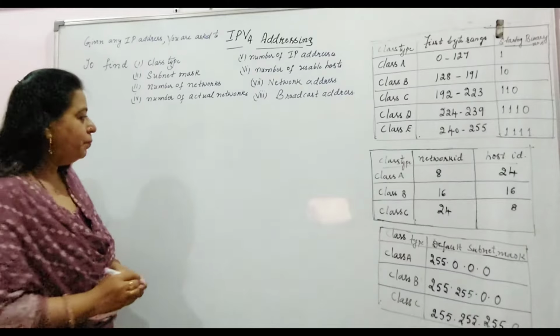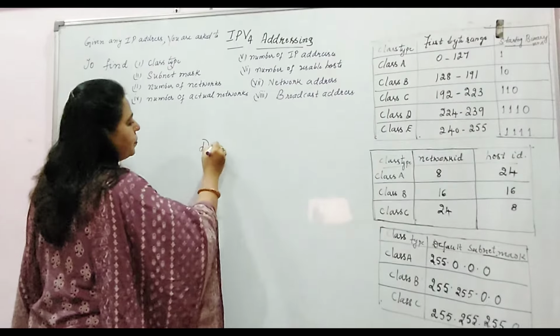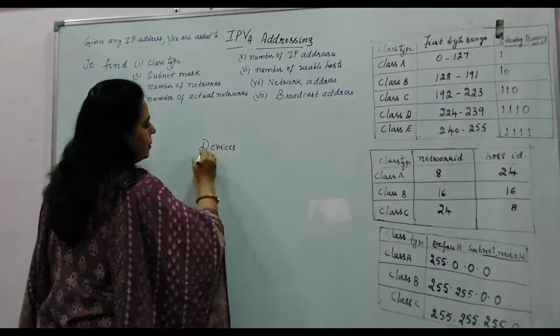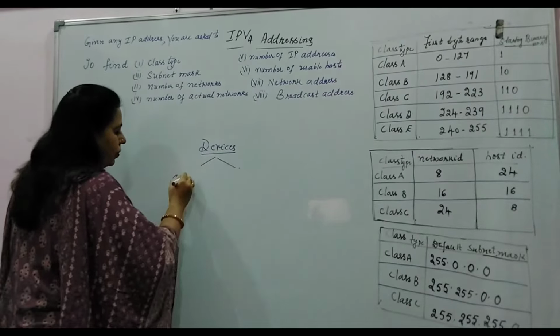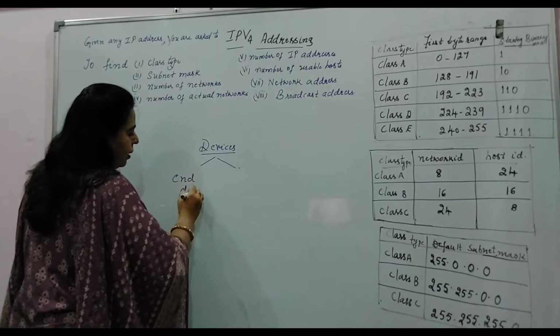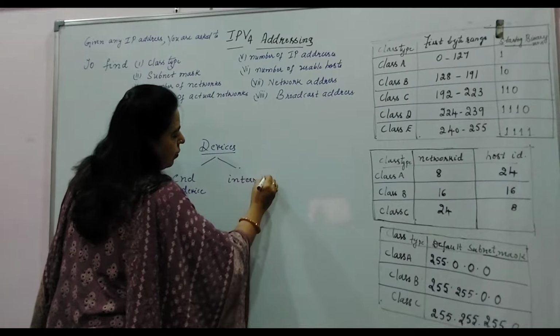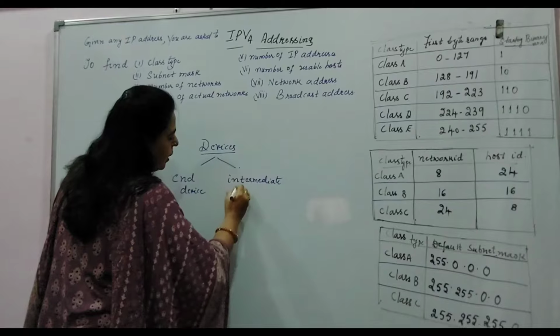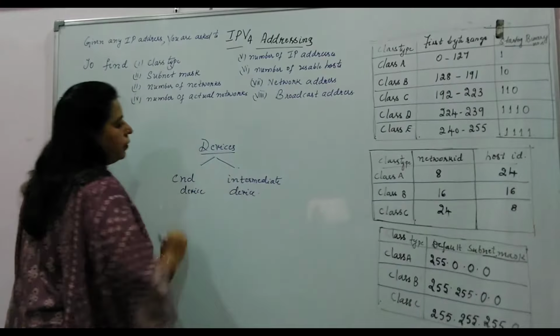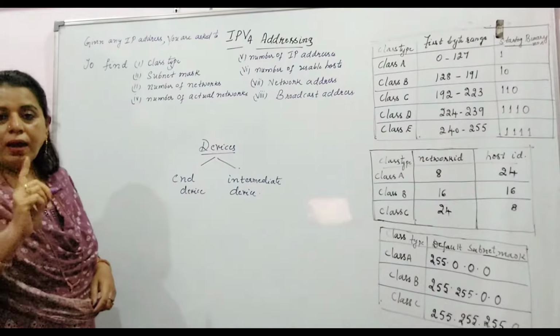So let me begin. First and foremost thing is, you are using devices. Already I have told in my video, it can be an end device or an intermediate device. Let it be any device, intermediate or end device. For each of these devices, you need to give an address.